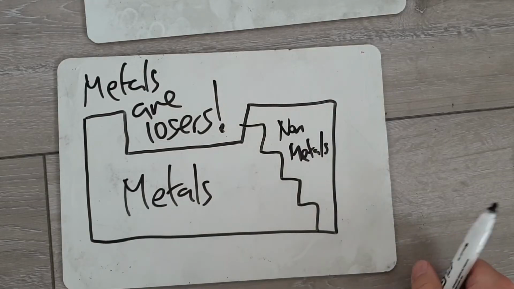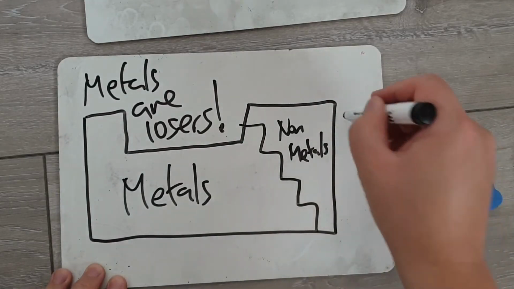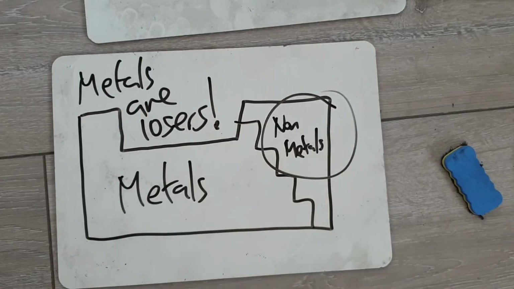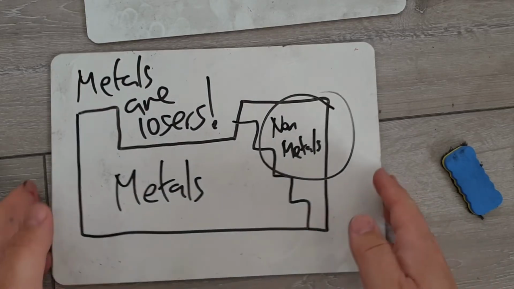Now we're going to talk about covalent bonding. Covalent bonding is only involving non-metals. They don't have enough electrons. So what they do is they share. So two non-metals get together, neither of them have enough electrons, so they decide to share them.